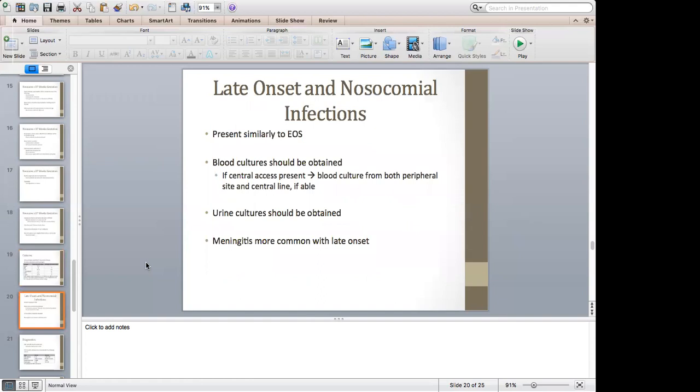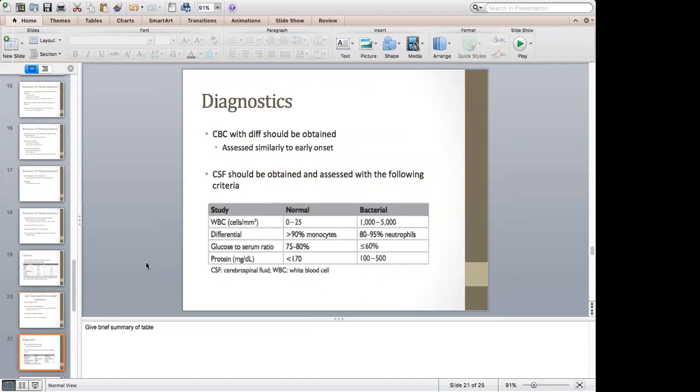Next, we'll talk about late onset or nosocomial infections. It looks a lot like early onset sepsis. We're also going to get blood cultures in these patients, and also a urine culture. Meningitis is more common with late onset compared with early onset. So we'll also get a CBC with differential, and we'll assess it similar to early onset.